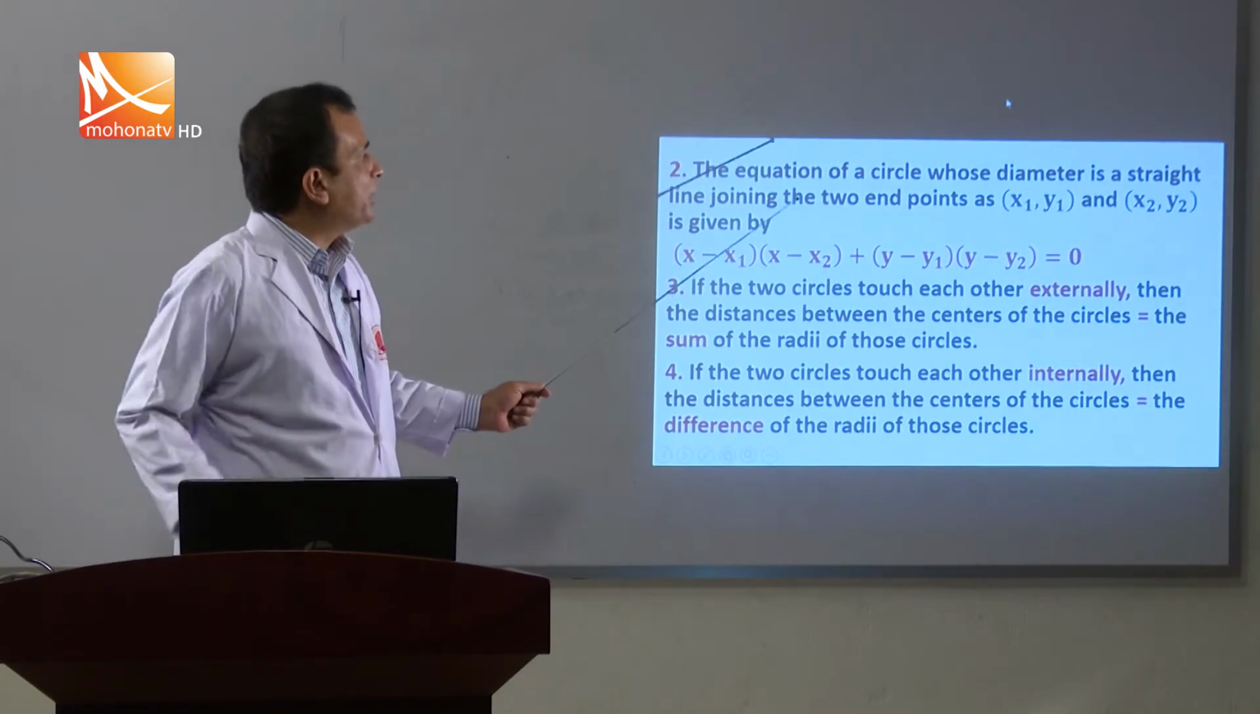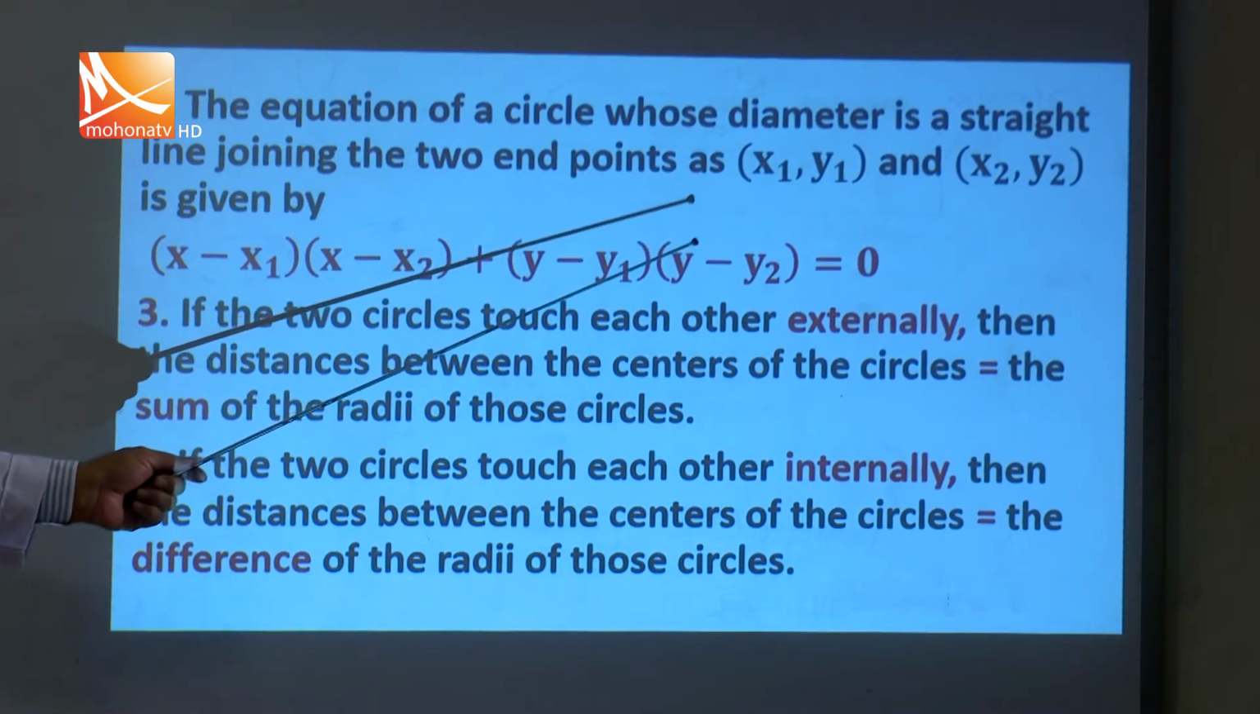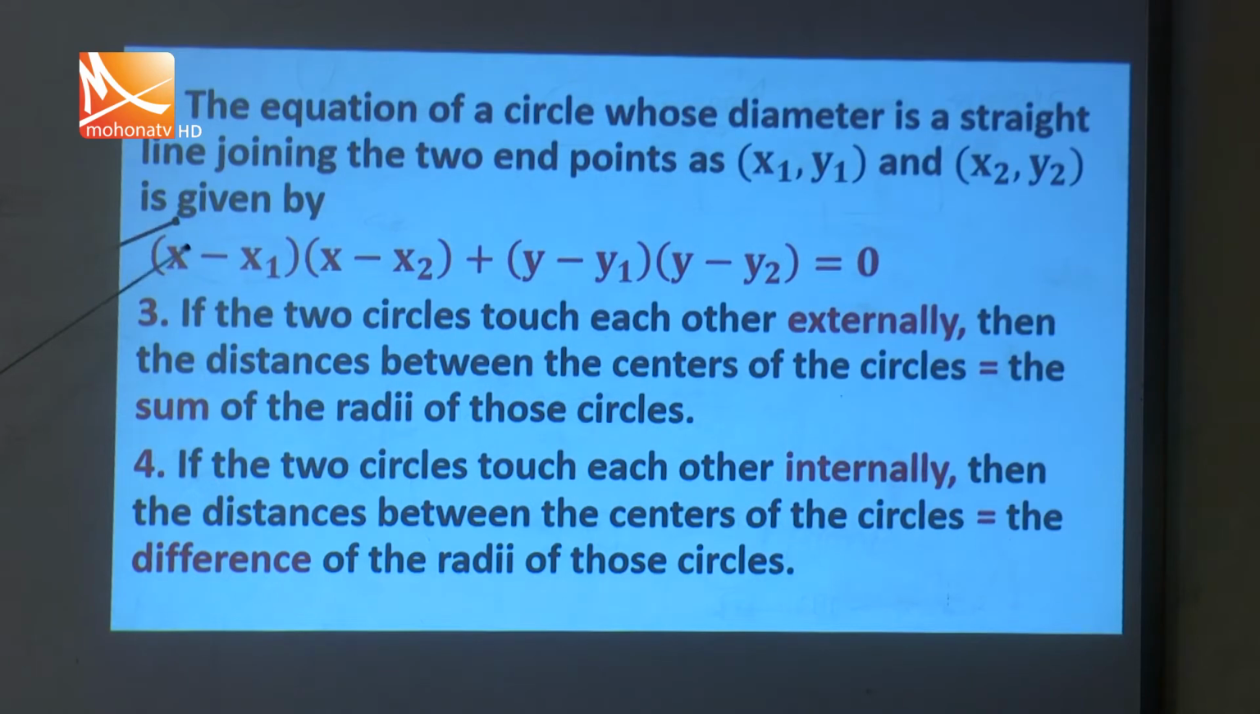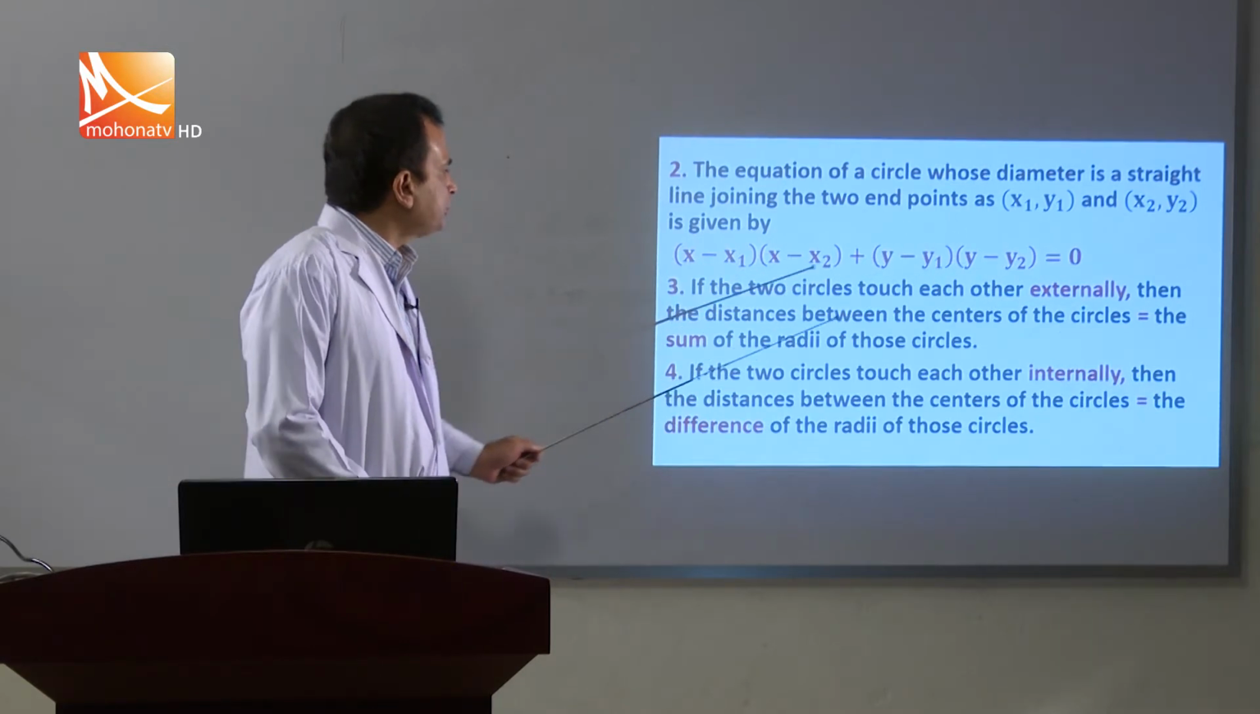The equation of a circle whose diameter is the straight line joining the two end points (x1, y1) and (x2, y2) is given by (x minus x1)(x minus x2) plus (y minus y1)(y minus y2) equals 0.